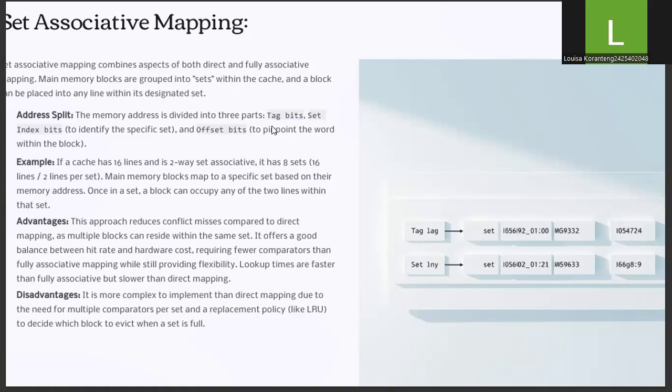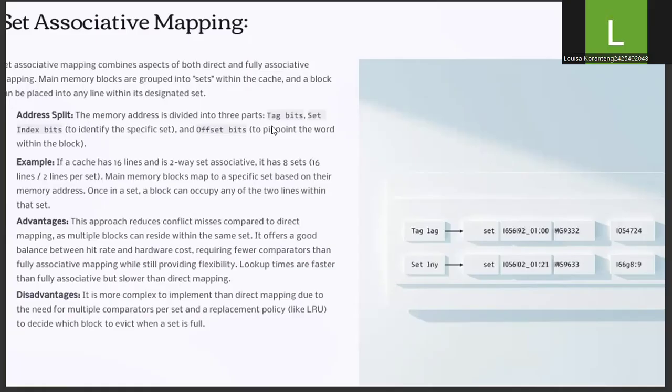Disadvantage: it is more complex to implement than direct mapping due to the need for multiple comparators per set and a replacement policy like LRU to decide which block to evict when a set is full.